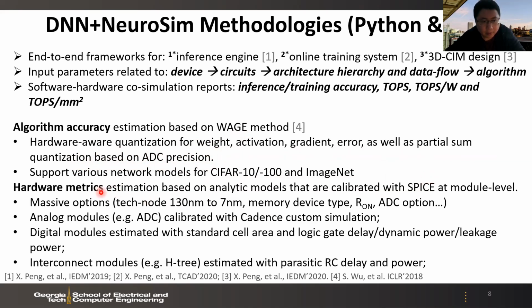And then the hardware metrics are based on analytical models that are calibrated with SPICE at the module level. We're not running the full system SPICE simulation. That will take forever. So here what we do is to calibrate the module level performance, like the latency, delay, power, and the energy at the module level, like the adder, shift register, or ADC, for example. And then we use analytical models to reconstruct the whole system.